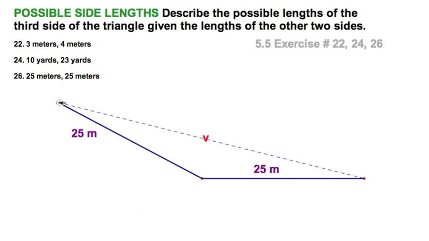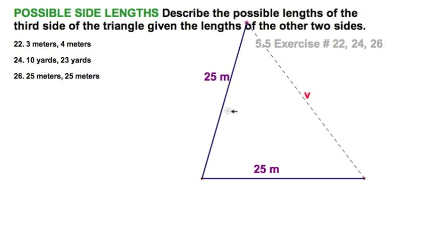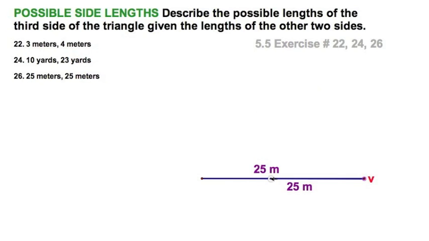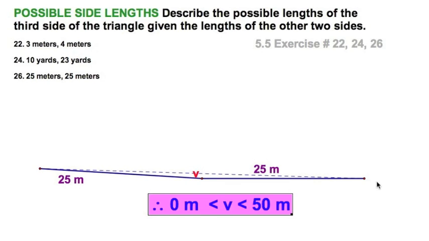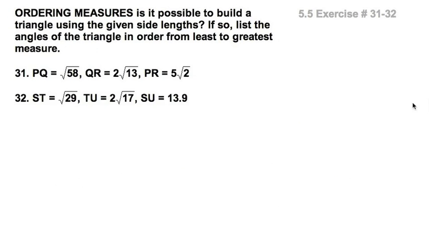Hey, wait a minute. 25 and 25. That looks like it could be 0. Approaches 0. This end, upper limit, approaches 50. And that's it. Okay, we'll record these 2, although they don't look very tough.